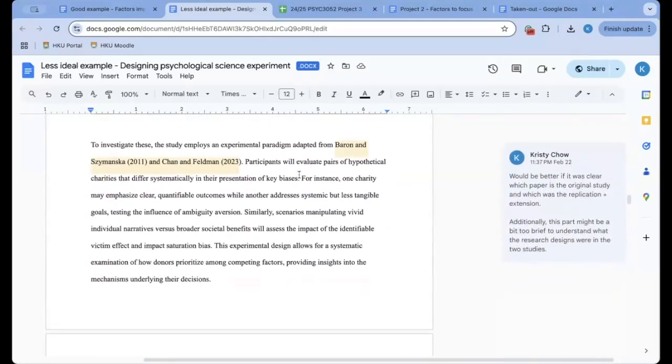And in their background/introduction, they also said that this study employs an experimental paradigm adapted from Baron and Steinmanska and Chand and Feldman. The issue is that the readers won't know what happened within these two papers. So it would be better if a brief overview of these papers were provided. Additionally, readers won't know which of these two papers is the replication and extension and which one is the original paper.